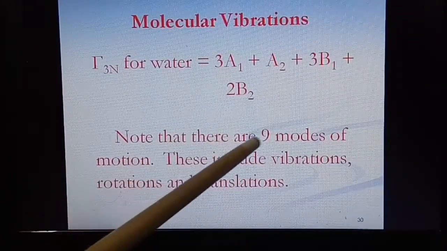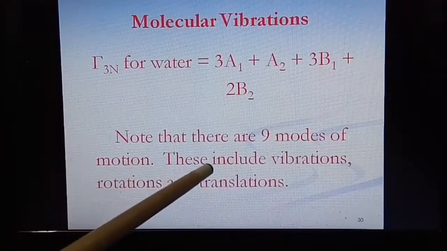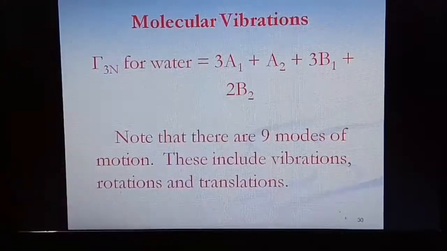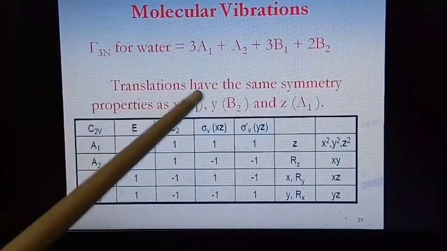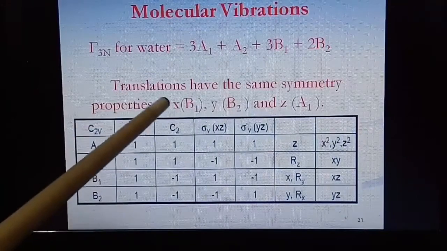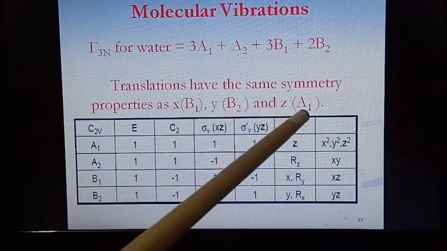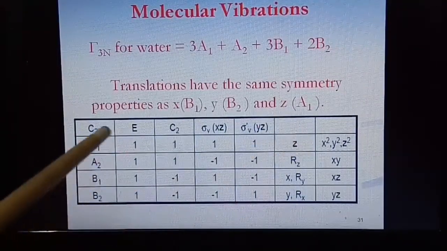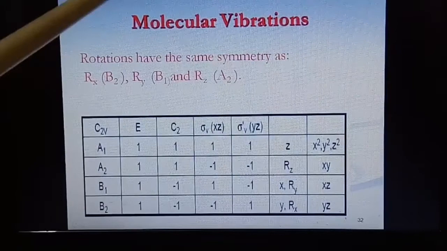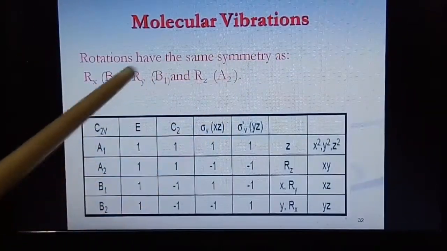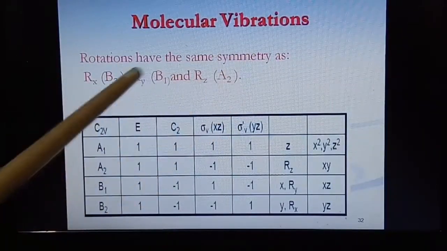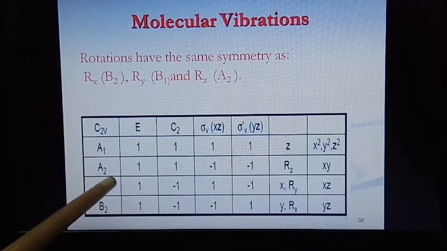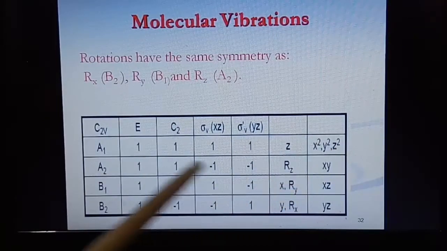Note that there are 9 modes of motion. These include vibrations, rotations and translations. Translations have the same symmetry properties as x, y and z. So x is b1, y is b2 and z is a1. Rotations have the same symmetry as rx, ry and rz. So rx is equal to b2, ry is equal to b1 and rz is equal to a2.